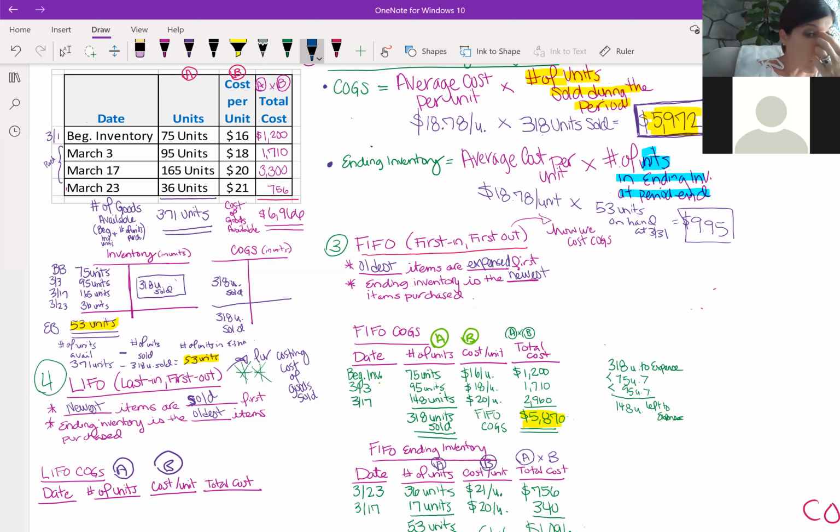So for LIFO cost of goods sold, which direction are we going to start and what layer of inventory are we going to start with to expense? March 23rd, the newest items. So we're going to start from the bottom and work our way up. So LIFO, cost of goods sold.